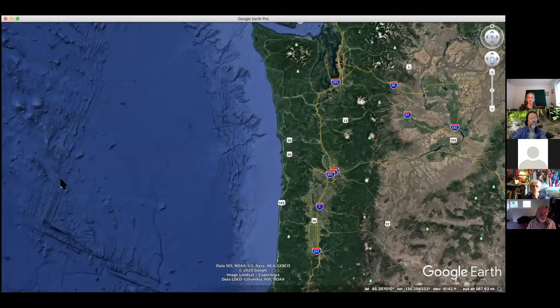This, I think, is showing evidence of the Juan de Fuca Ridge, which is spreading apart along this axis here. Spreading, yes. A transform fault connects it to another ridge that is down here off screen.